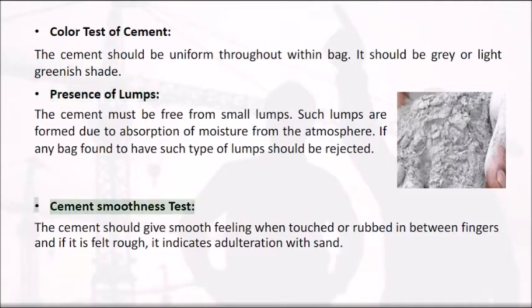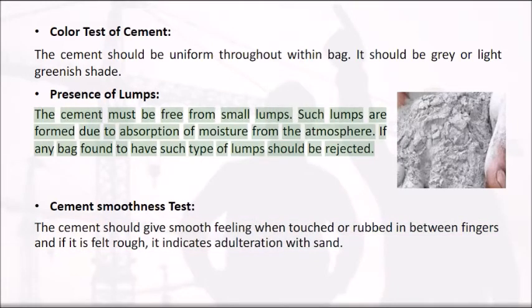Cement smoothness test. The cement should give a smooth feeling when touched or rubbed in between fingers, and if it is felt rough, it indicates adulteration with sand. The cement must be free from small lumps. Such lumps are formed due to absorption of moisture from the atmosphere. If any bag is found to have such type of lumps, it should be rejected.